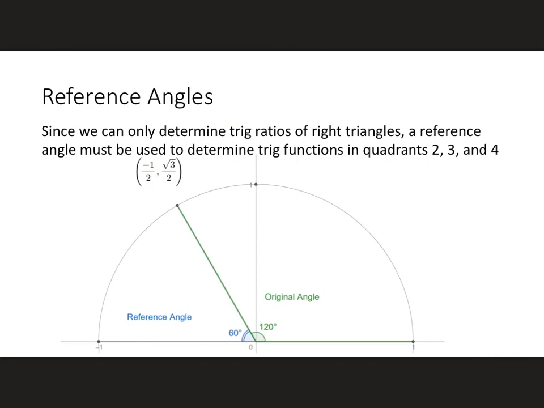Since we can only determine trig ratios of right triangles, a reference angle must be used to determine the trig functions in quadrants 2, 3, and 4. In the diagram, we see a 120-degree angle would fall in quadrant 2. To find the value of its trig ratios, we will need to use a reference angle. The reference angle is the angle sandwiched by the terminal side and the x-axis. It must be less than 90 degrees and always positive. Here you can see our reference angle will measure 60 degrees.